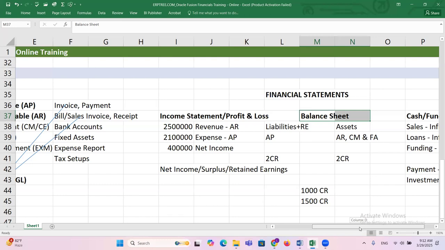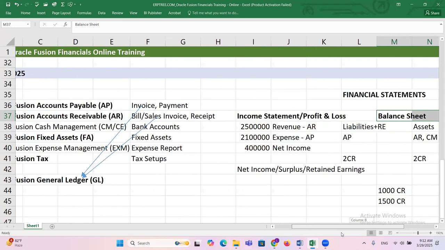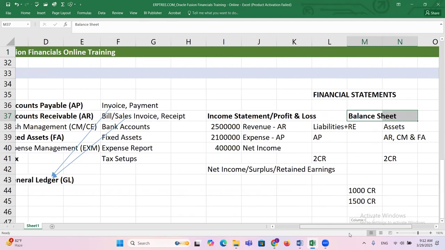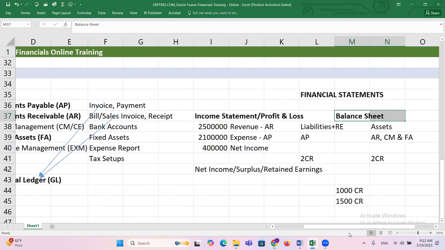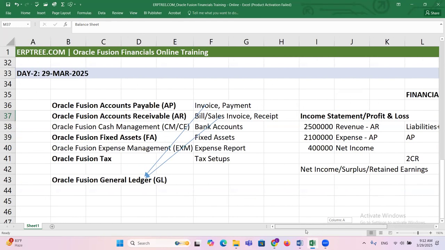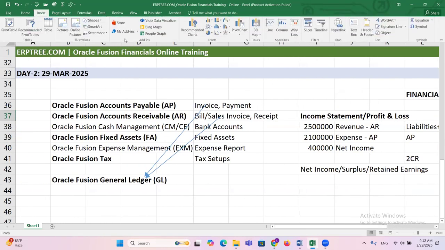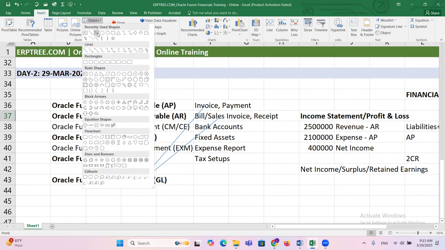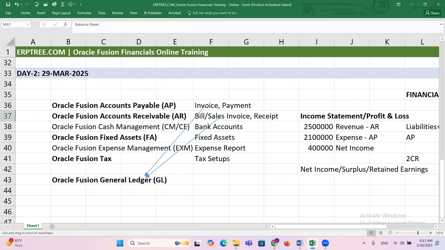Asset you can treat as asset. So I need all the assets information into GL and all the liabilities information into GL. Then only I can create the balance sheet. Now, how to get all assets into GL? So I have to get, okay, assets. From fixed assets, I'll get assets into GL.